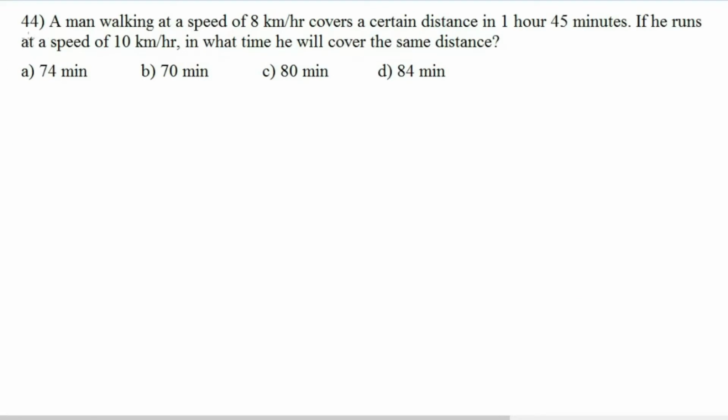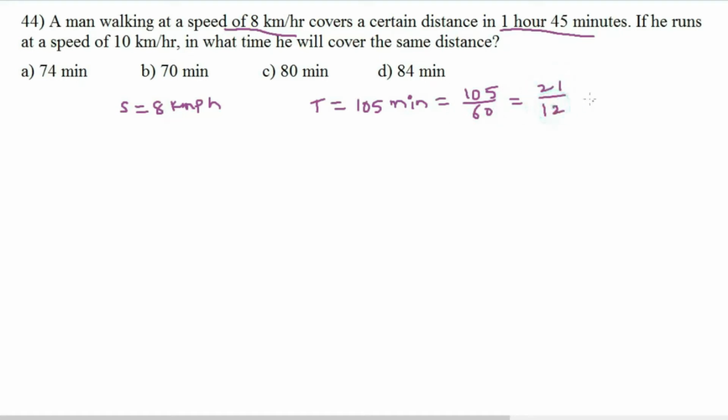Question number 44. A man walking at a speed of 8 km per hour covers a certain distance in 1 hour 45 minutes. If he runs at a speed of 10 km per hour, in what time will he cover the same distance? Speed is 8 km per hour and time is 1 hour 45 minutes. Time equals 60 minutes plus 45 minutes, 105 minutes. 105 minutes in hours, 105 by 60 equals 21 by 12 hours.